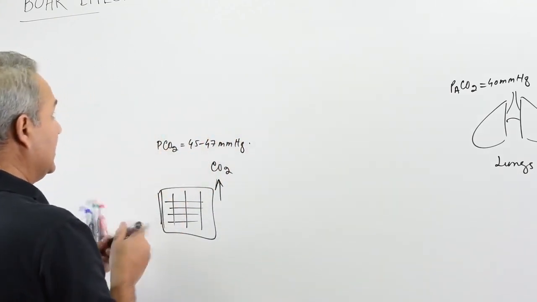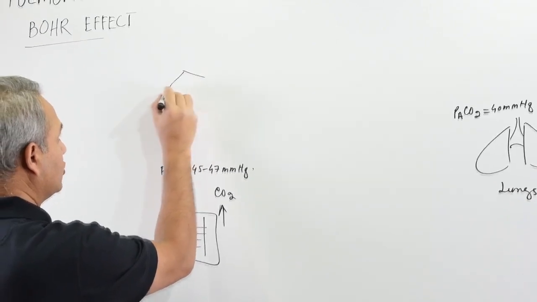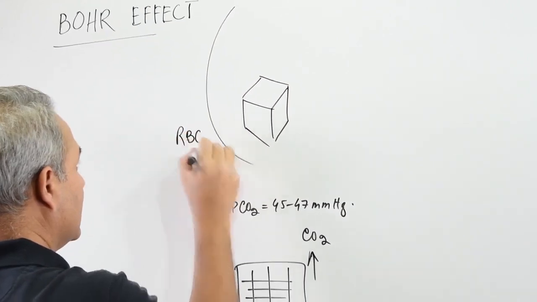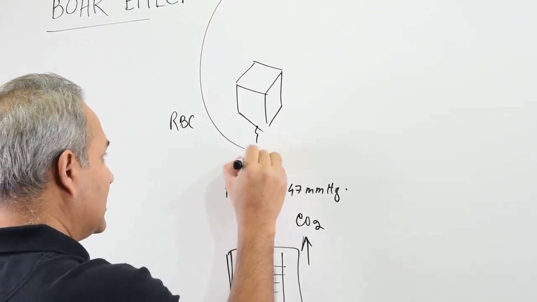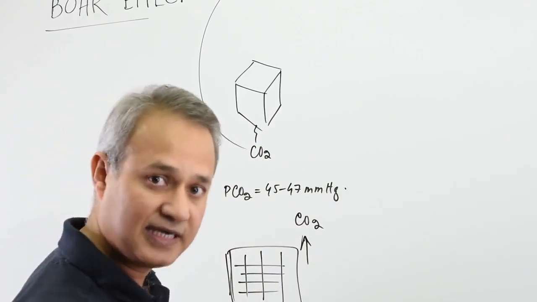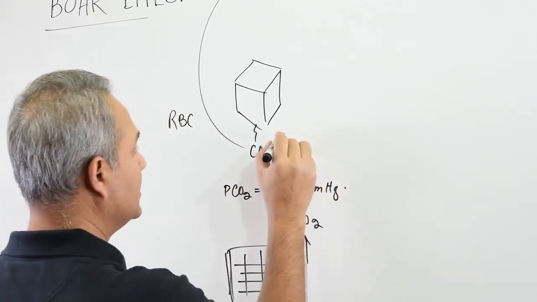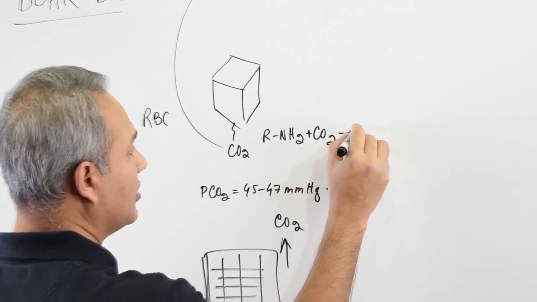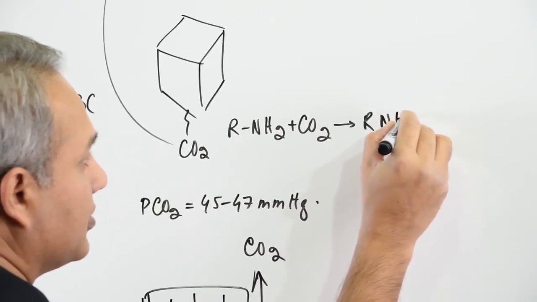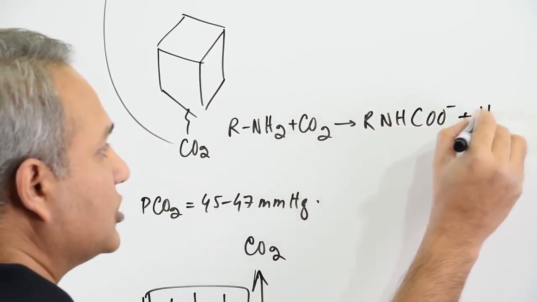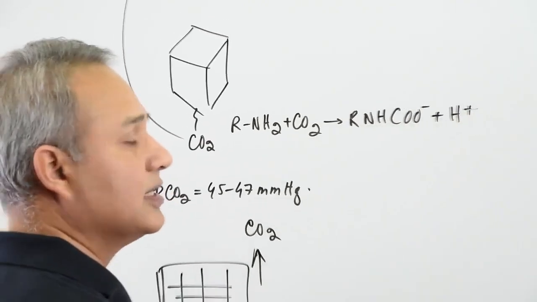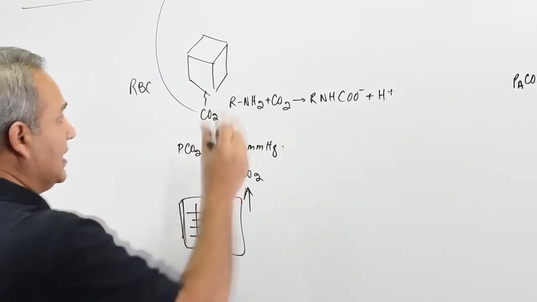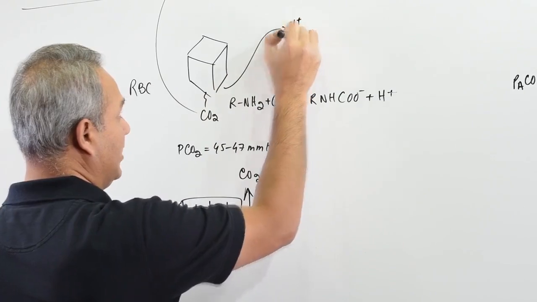When there is more carbon dioxide, let's say we make a hemoglobin molecule here. Imagine this is inside the RBC. Carbon dioxide goes and attaches to the hemoglobin. The formula is RNH2 plus CO2, and it gives RNHCOO plus H. So one proton is removed when carbon dioxide associates with the hemoglobin. Keep this proton in mind.